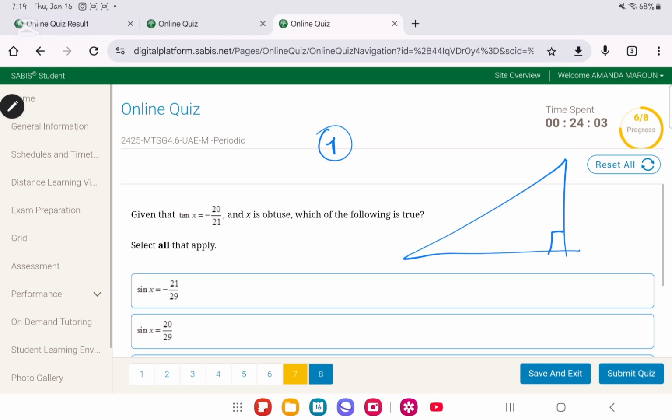We know that tangent of the angle x, let's say angle x is this angle. We know that tangent is the opposite over the adjacent. So this over here is adjacent and this over here is opposite. If you want to remember it, it is SOH CAH TOA.